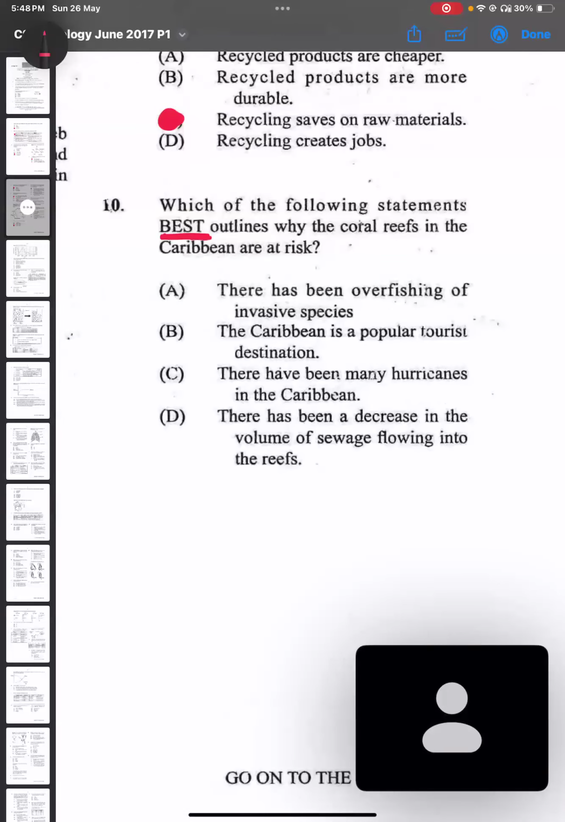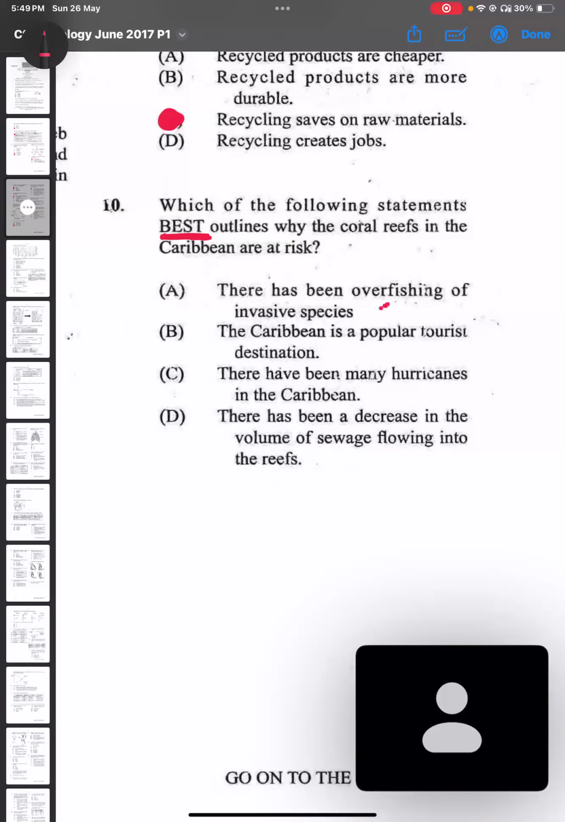So it says, which of the following statements best outlines why the coral reefs in the Caribbean are at risk? So what is the best option for this question? Someone said A. Someone said B. So I'm seeing A and B. Anybody else? Or are we unsure? So we're going to work with A and B.